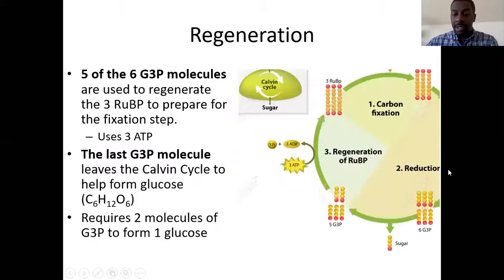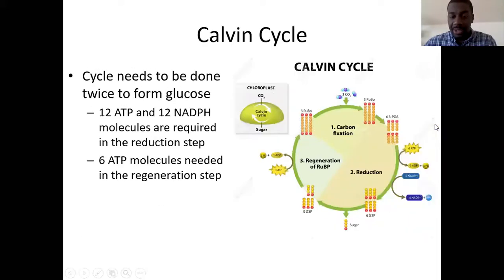So once we formed our G3P molecules, 5 of those G3P molecules are going to be used to regenerate RuBP, using an additional 3 ATPs. The last one is going to be used to help form sugar or glucose. So going through this whole process twice will help you form one full glucose molecule. And that is how we form glucose during photosynthesis. All right, any questions on this process here?